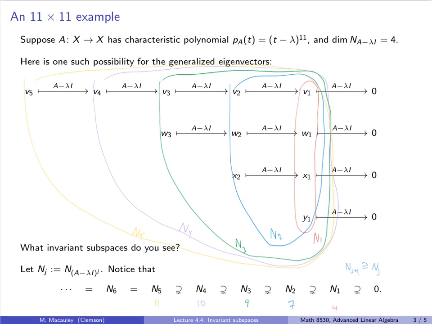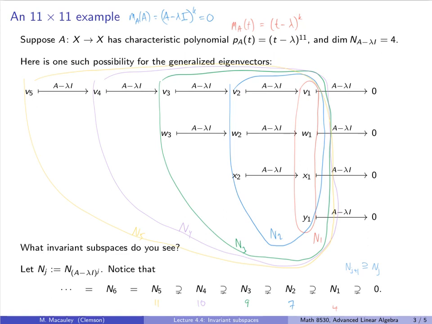At this point, I want to ask you a question. See if you can figure it out. What is the minimal polynomial of A? So it's going to be t minus lambda to some power less than or equal to 11, because it has to divide the characteristic polynomial. And we also know that the minimal polynomial m_A of A has to be 0. So this is A minus lambda I to whatever that k is. So let me put a k here. This has to be the 0 map.